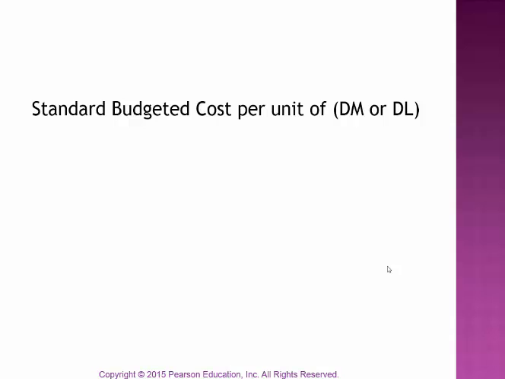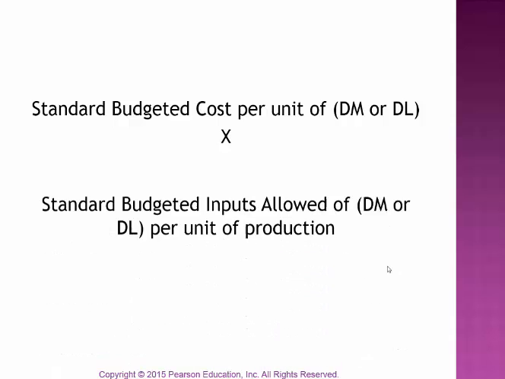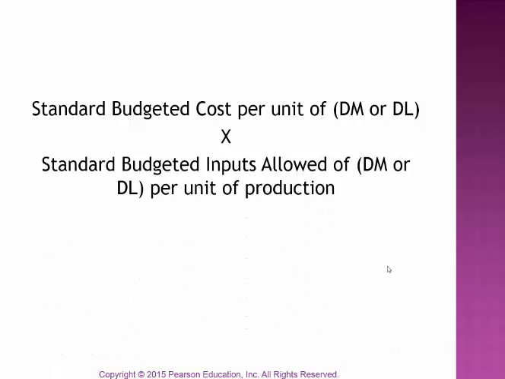Standard budgeted cost per unit of direct materials or direct labor is what we were able to calculate, and we would then multiply it times the standard budgeted inputs allowed of direct materials or direct labor per unit of production, just like we talked about in Chapter 7. And then we multiply that times our actual units produced. Now this right here is the formula for what goes into the flexible budget column.